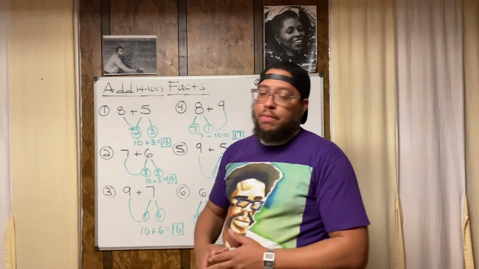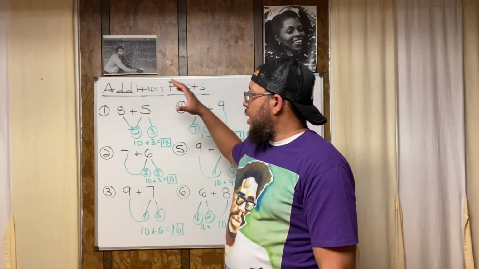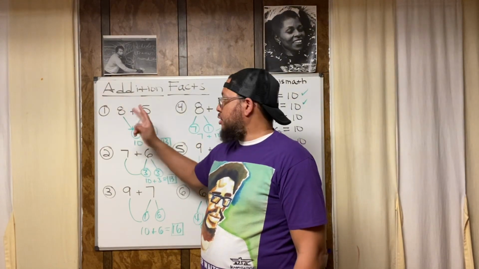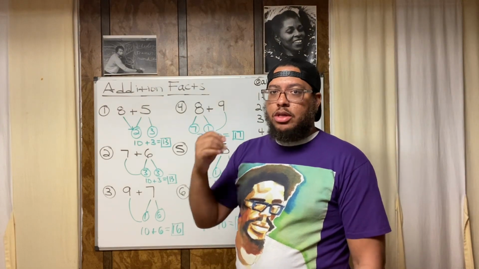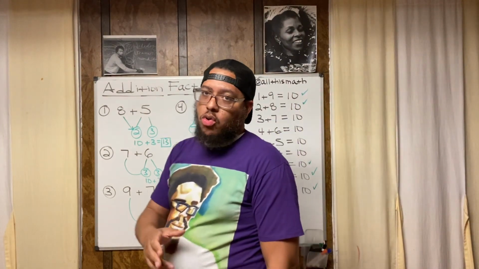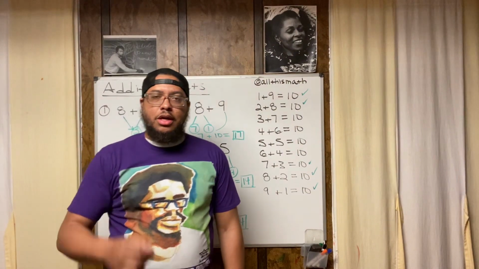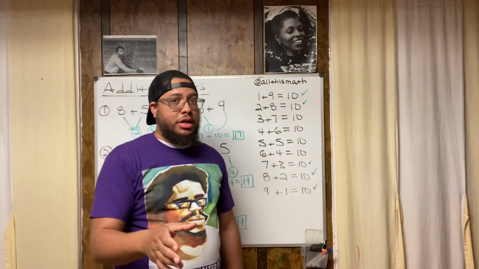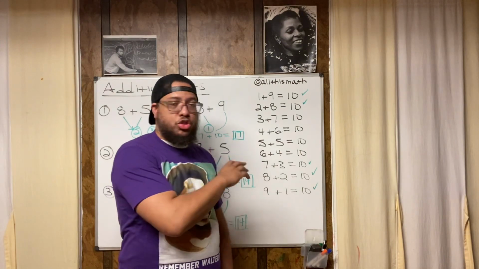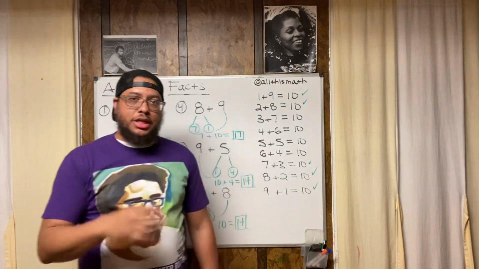All right, so definitely practice adding single digit numbers using number bonds. Find your addition facts using number bonds. Remember, your goal is to get to 10. All right, you got to know how to count already, but once you know how to count, you should be able to practice this. Your goal is to get to 10.